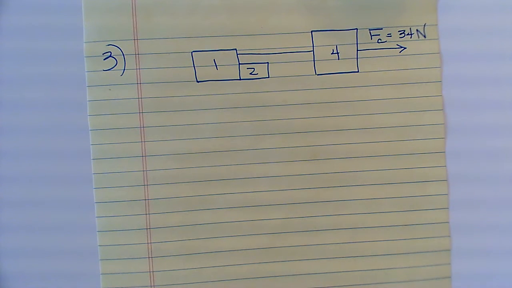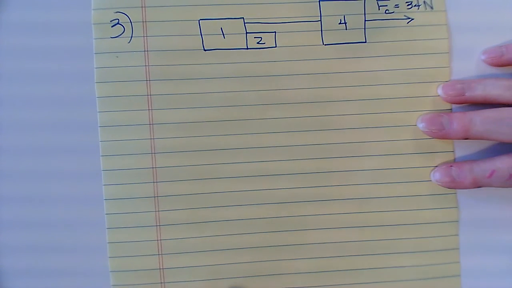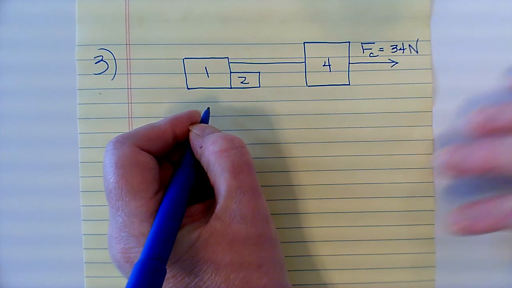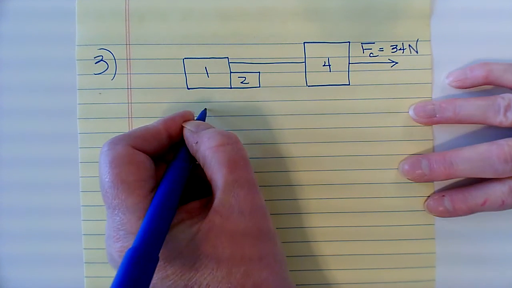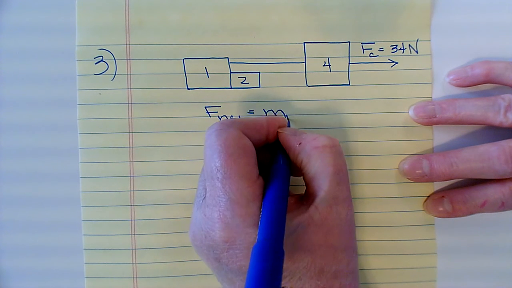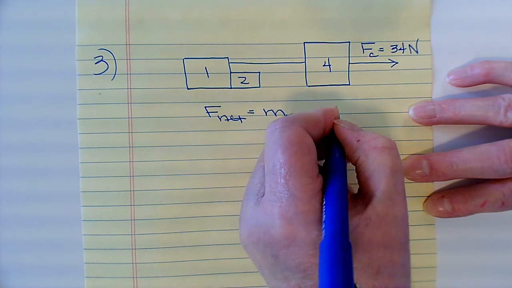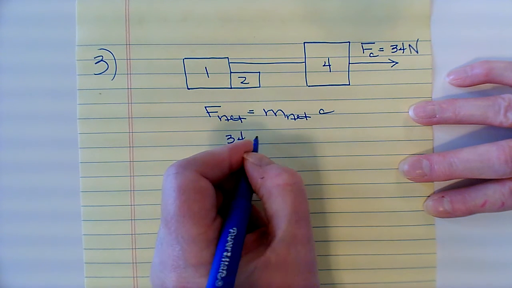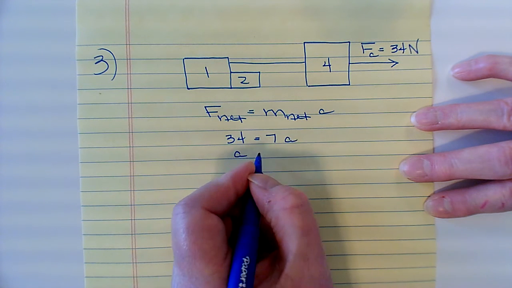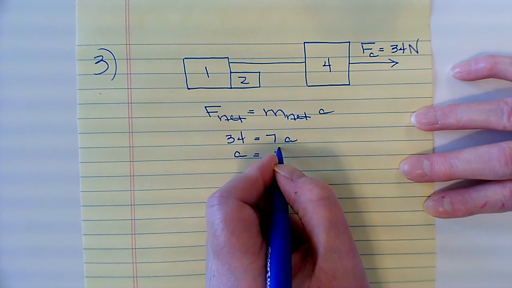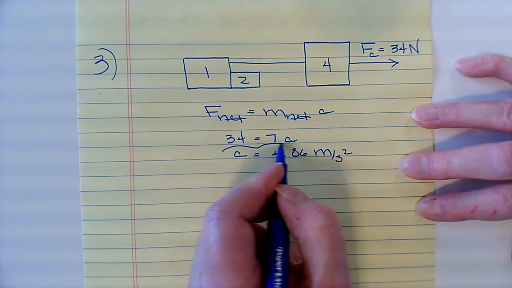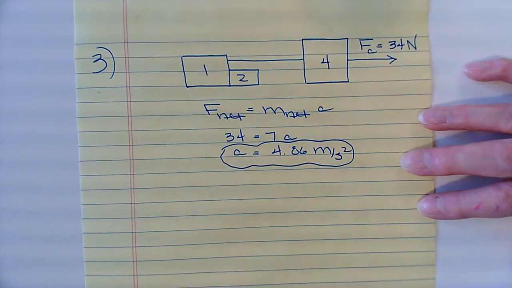Okay, so determine the acceleration of the system. Let's check and see if we have friction. It says that it's frictionless. So we can jump right in here. And that's going to be F net equals M net times A. So we're pulling with 34 on a total mass of 7. And so the acceleration of every piece in the system is going to be 4.86 meters per second squared. All right, so we're going to store that.